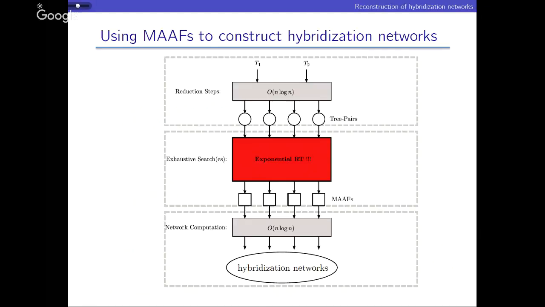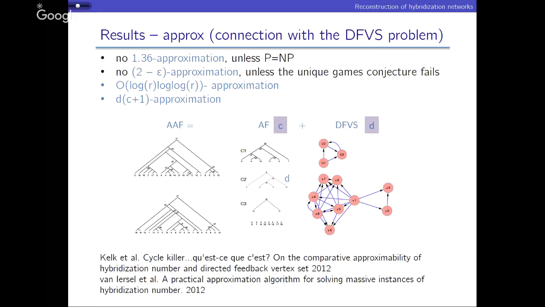And they are pretty fast, but if the level goes up, so if you have a very complex hybridization network coming out of your analysis, then the running time can be extremely slow. And this is why we turned to approximation algorithms. And there is an algorithm that I'm pretty proud of because it's really elegant, and it's this D C+1 approximation algorithm. And the idea is pretty simple.